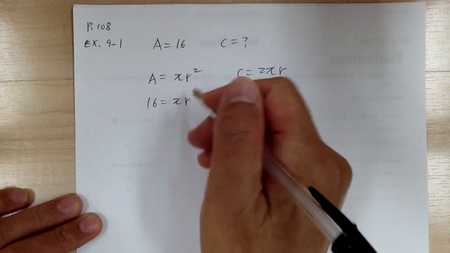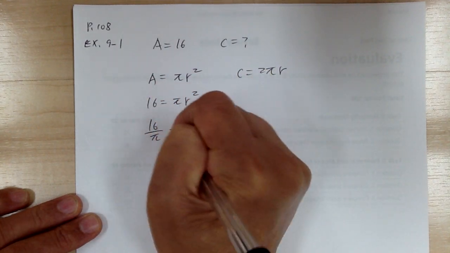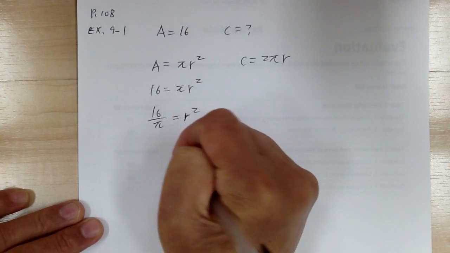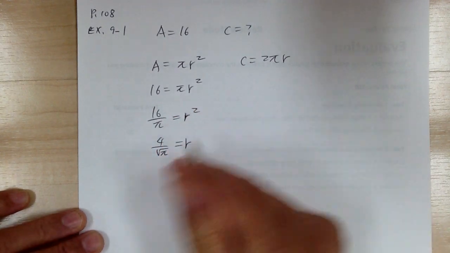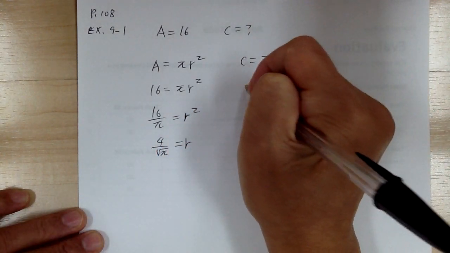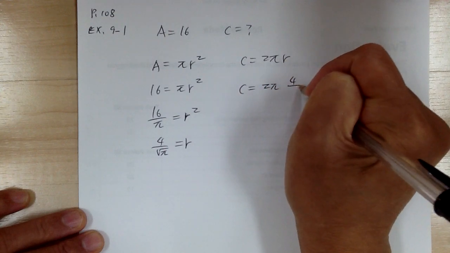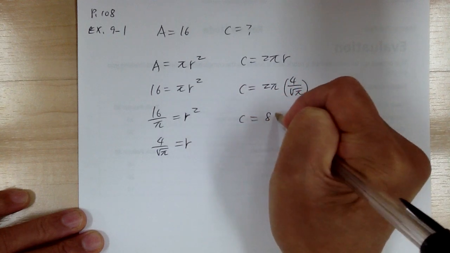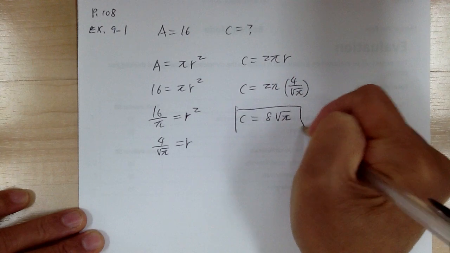You don't really have to solve for r directly, but anyway, let's go through it. You're going to get 16 over pi equals r squared. So take the square root: r equals 4 over square root of pi. Then you can substitute into here. C equals 2 pi r, so 2 pi times 4 over square root of pi. So C equals 8 square root of pi. Okay, and that's it.